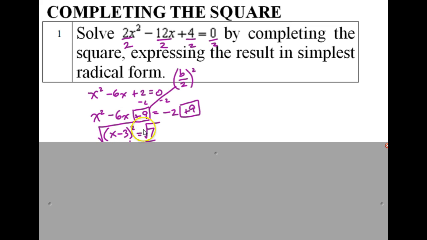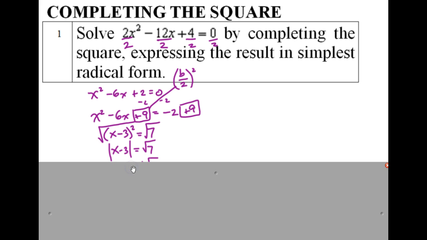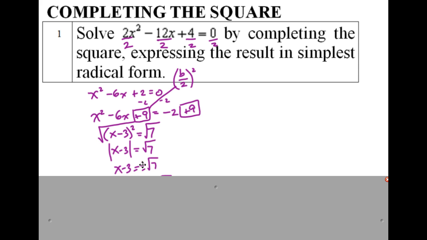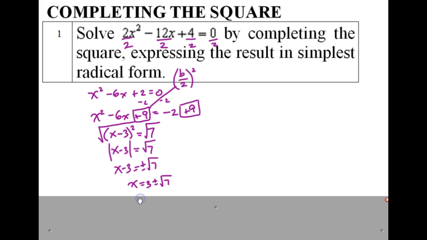You square root both sides, get rid of the square, which gives you the square root of 7. Of course, when we square root a square, we don't just get x minus 3, we get the absolute value of x minus 3. That leads to x minus 3 equals plus or minus square root of 7. And then it's easy to get the x by itself by just adding 3 to both sides. Of course, that number can be stored as a decimal and checked with your calculator.